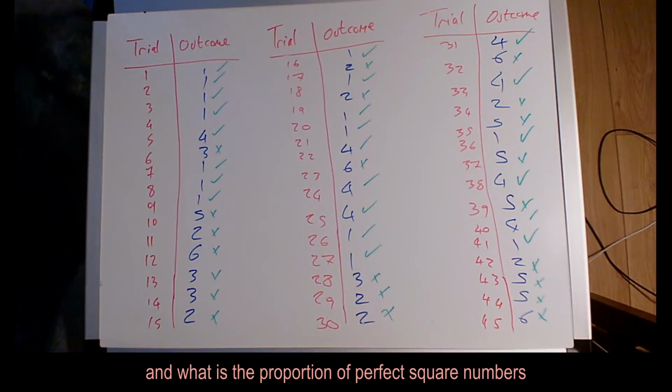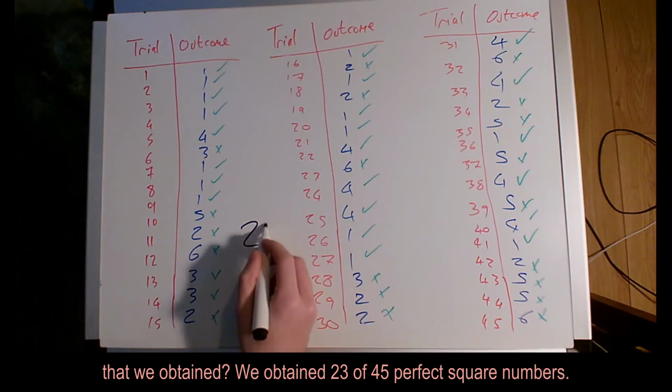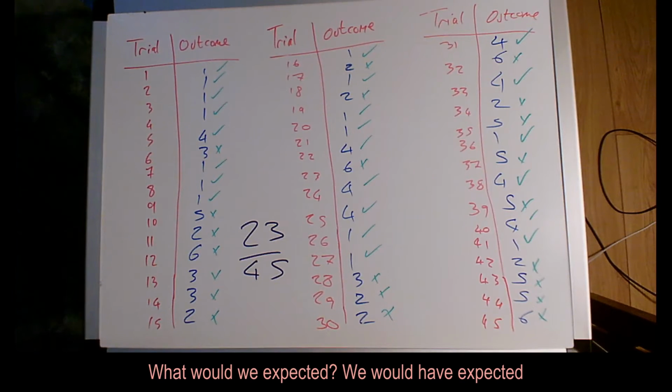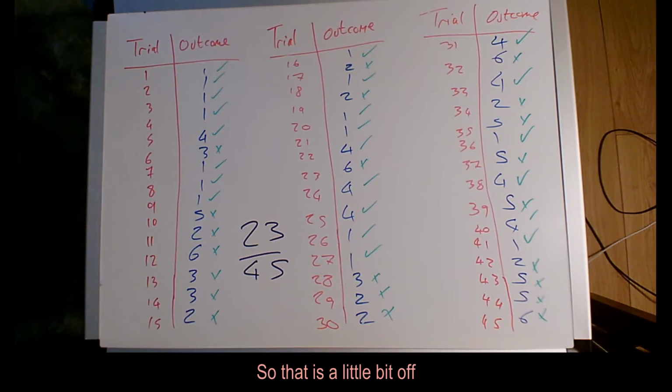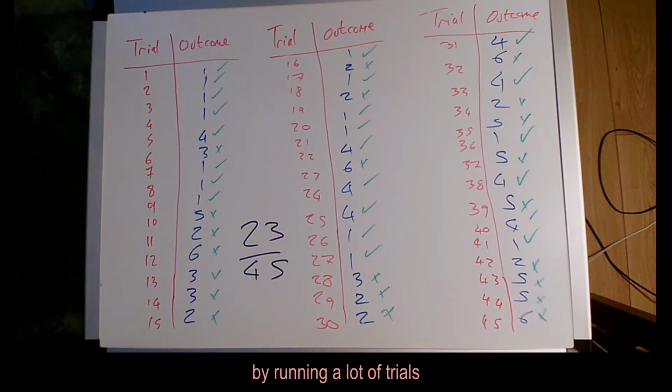And what is the proportion of perfect square numbers that we obtained? We obtained 23 out of 45 perfect square numbers. What would we have expected? We would have expected a third of them, so we would have expected 15 out of 45. So that is a little bit off, but it's not too bad. But I hope this demonstrates what we mean by running a lot of trials and getting the correct proportion.